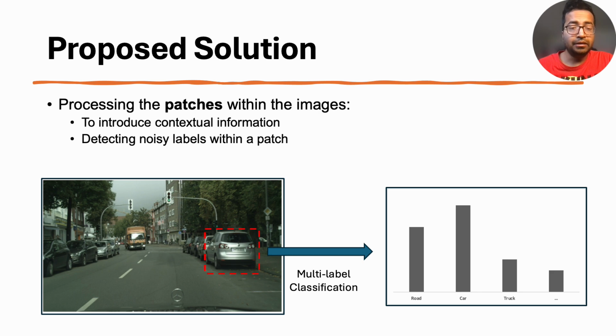Further here, if you see, there is no truck in the patch. So the multi-level classifier is not so confident for truck. So we can use the confidence of a multi-level classifier for a particular class in a patch to say if that class is noisy or not.